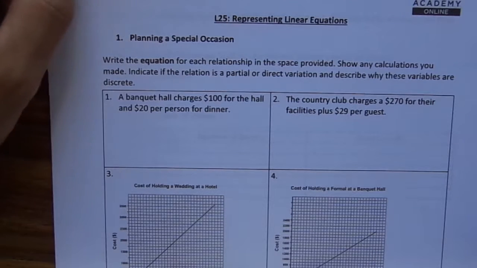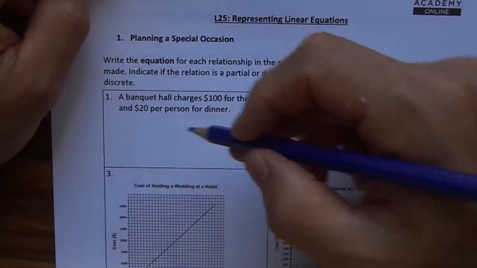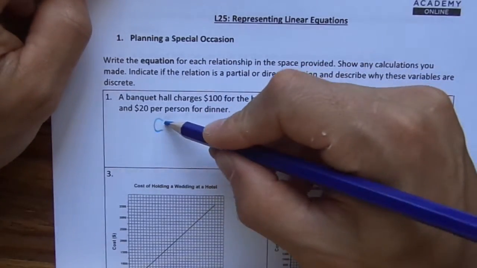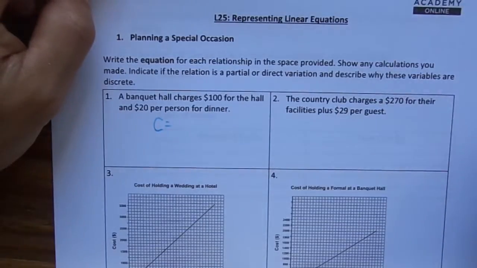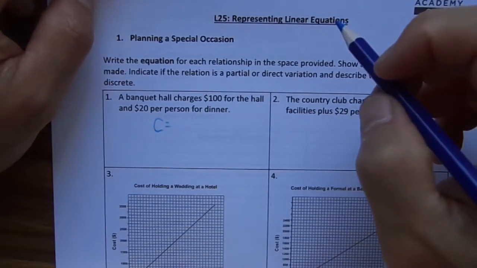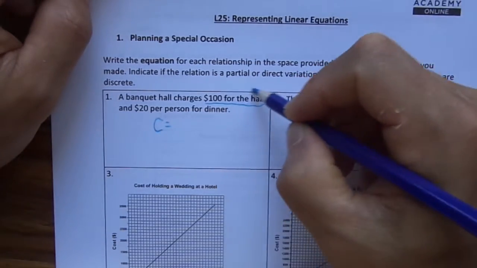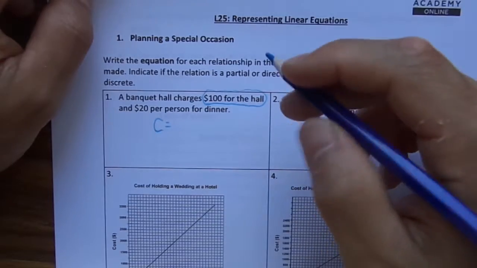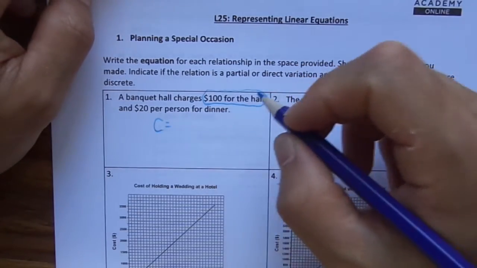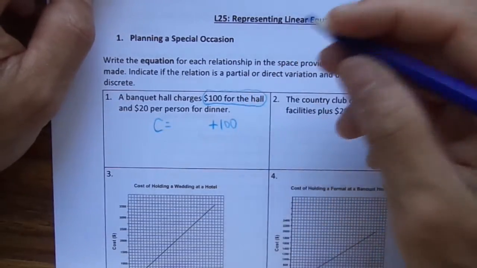Let's take a look at question 1. A banquet hall charges $100 for the hall and $20 per person for dinner. Well, that tells us the cost would be, let's take a look at the initial value. If nobody shows up to this banquet hall, they still need to pay $100. That will be the y-intercept, or in other words, the initial value, plus 100.